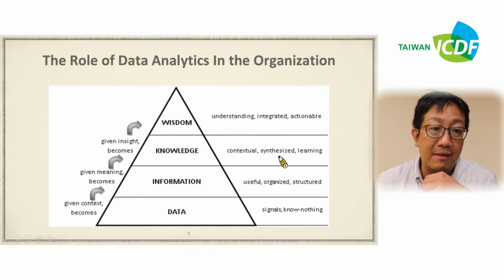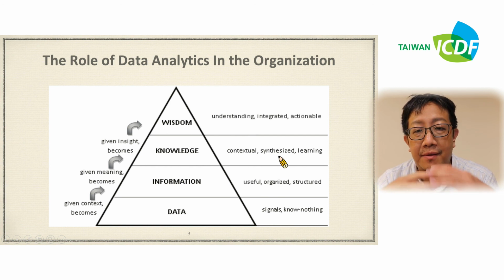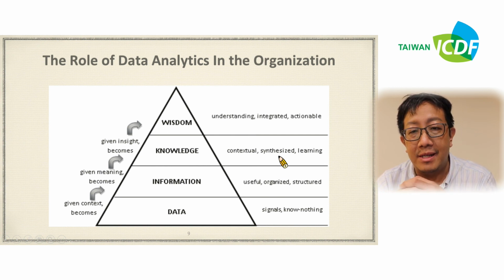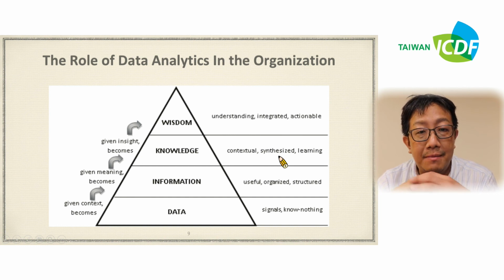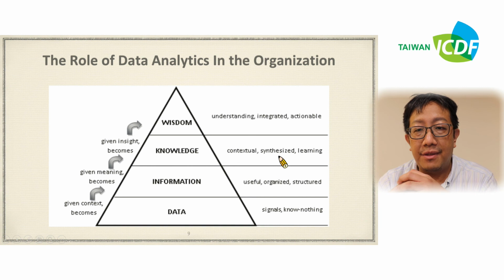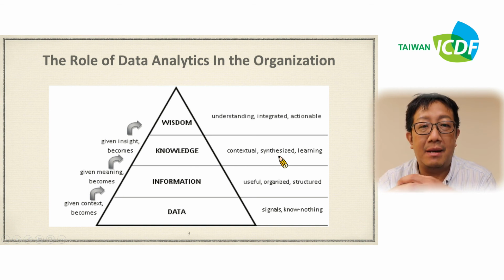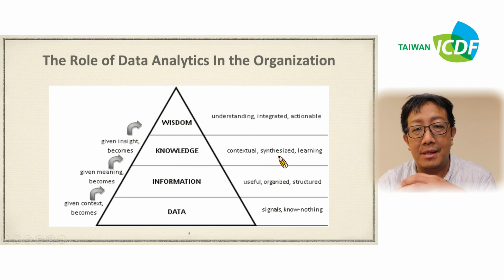So when the data is given context, it becomes information. The information is a little more useful. It's organized and structured. And when the information is given meaning, it becomes knowledge. So knowledge is contextual, synthesized, and helps learning. And in the final stage, when the knowledge is given insights, it becomes wisdom. Wisdom helps understanding, is integrated, and actionable for even better decision making and more.